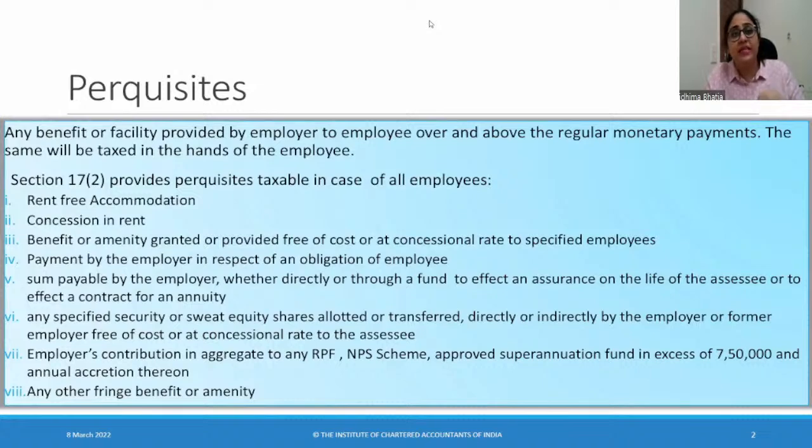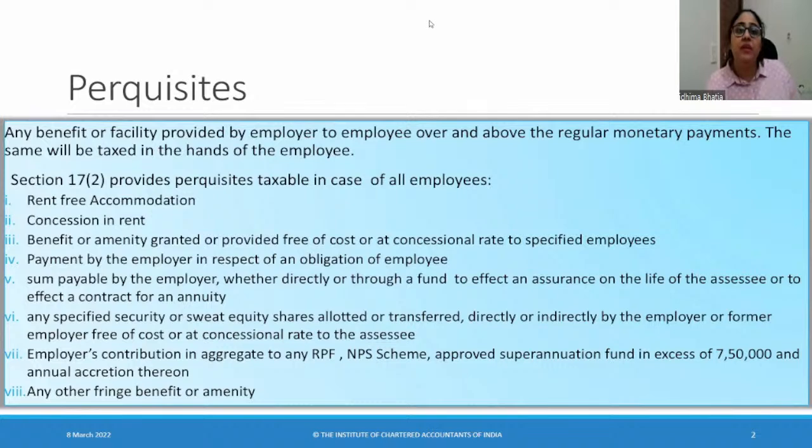It's not necessary that only if anything is given to you free of cost, it would be a perquisite. Anything which even has a single element of concession would also be a perquisite. So, ma'am, for example, if you're getting 100 rupees of benefit as free, that is again a perquisite.